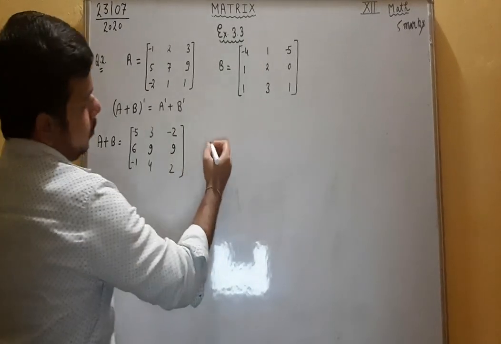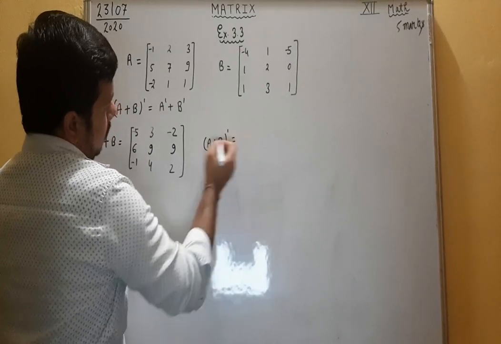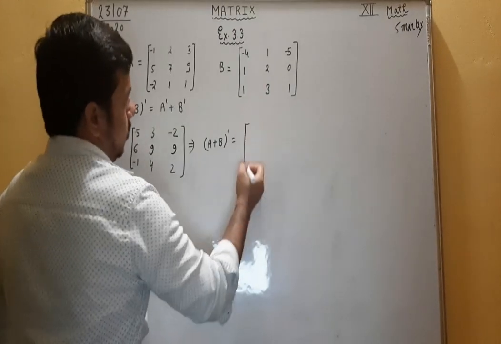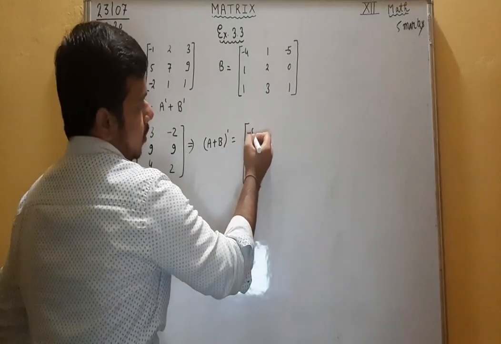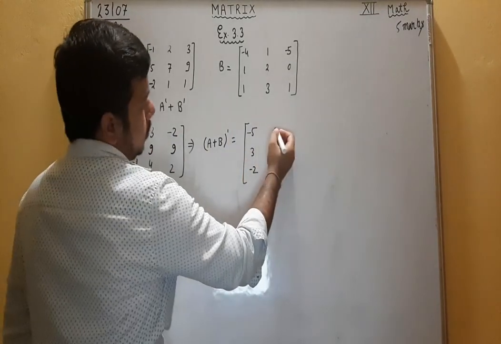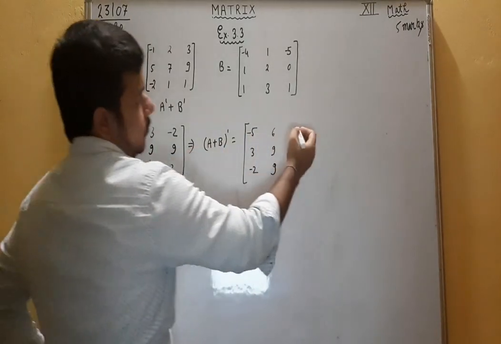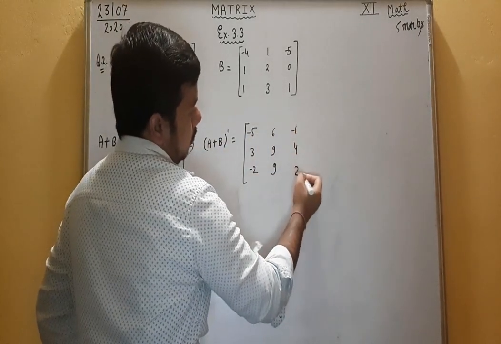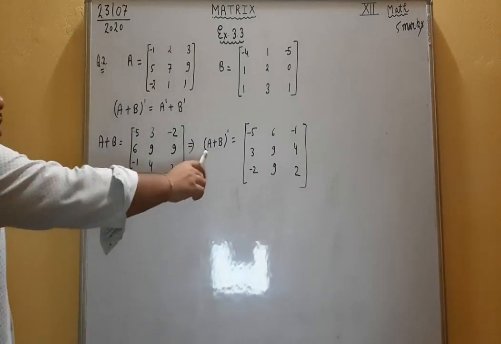Let us take the transpose. (A plus B) dash is what? Its first row is minus 5, 3, minus 2, so its first column is minus 5, 3, minus 2. The second row is 6, 9, 9, which becomes the second column. The third row is minus 1, 4, 2, so it becomes the third column. This is the value of the transpose of A plus B.